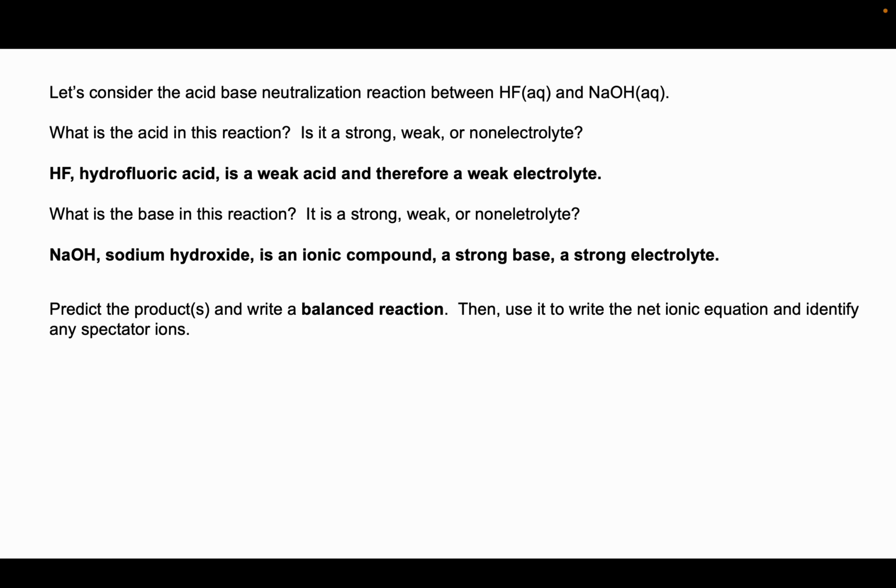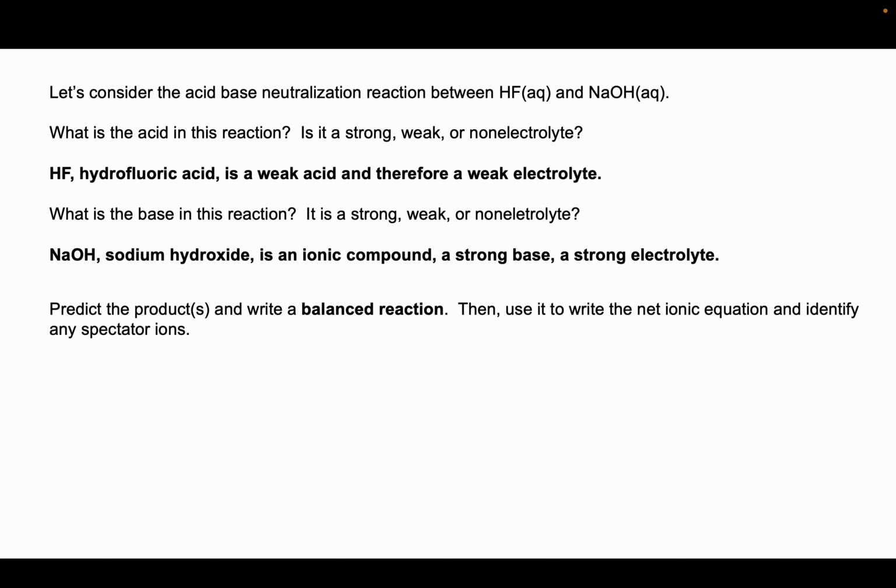We need to be careful classifying HF because we have several other acids in the same column, HCl, HBr, HI, that are all strong acids and strong electrolytes. HF is one that we need to attend to because it is a weak acid and a weak electrolyte. The base is sodium hydroxide. I see an ionic compound that's a strong base and a strong electrolyte.